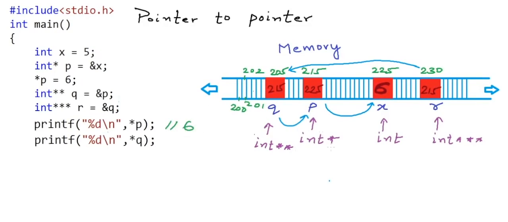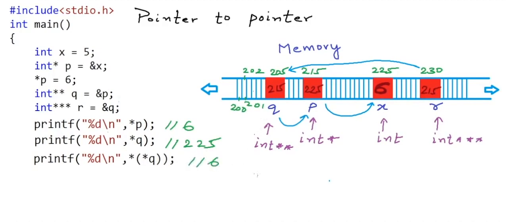Now the next statement that I want to print is asterisk q. So asterisk q will be the value at the address stored in q. The address stored in variable q is 215, so this is nothing but the value of p, so this will be 225. And now I want to print asterisk asterisk q, so I want to do dereferencing twice. First I go to the address in asterisk q, which is 225, and now I look at the value at address 225, so this one will be 6.